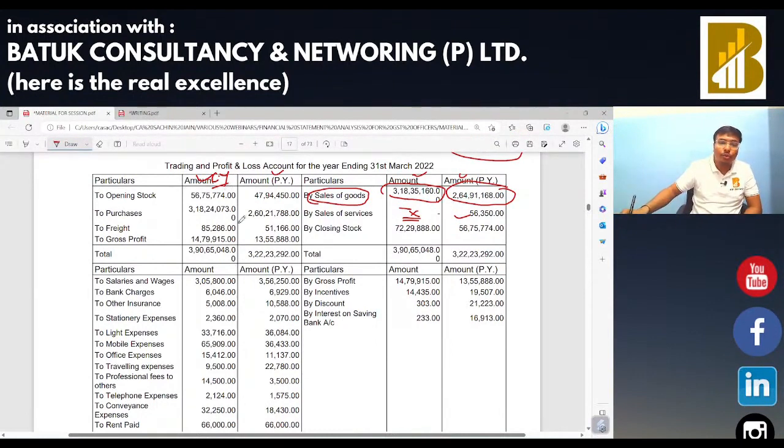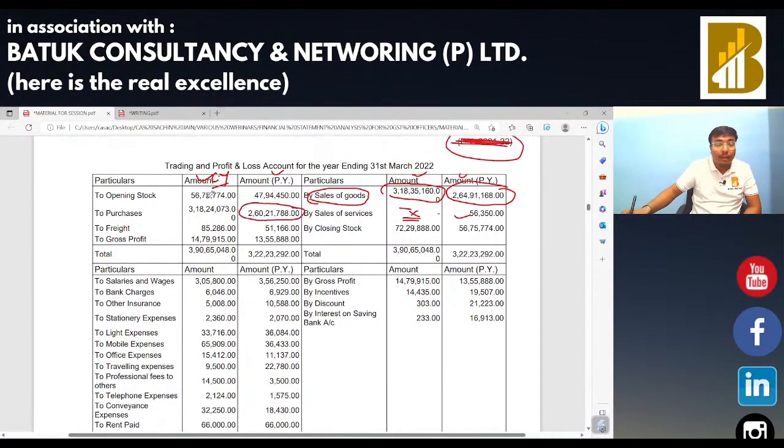Sir, opening stock. Okay. Purchases. Last year purchases was 2 crore 60 lakh. Current year purchases is 3 crore 18 lakh. Accordingly, closing stock has also increased and sales has also increased. So we can say there is no issue. That is okay for us.